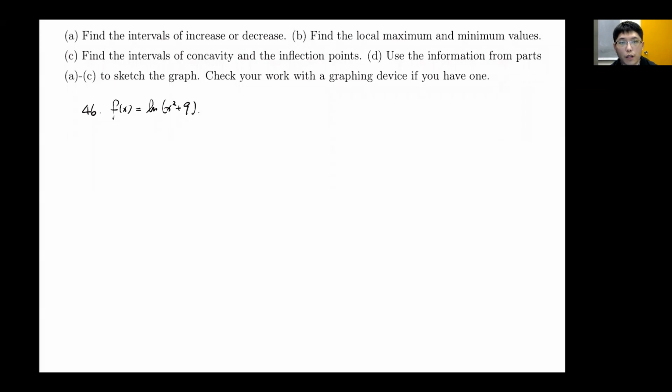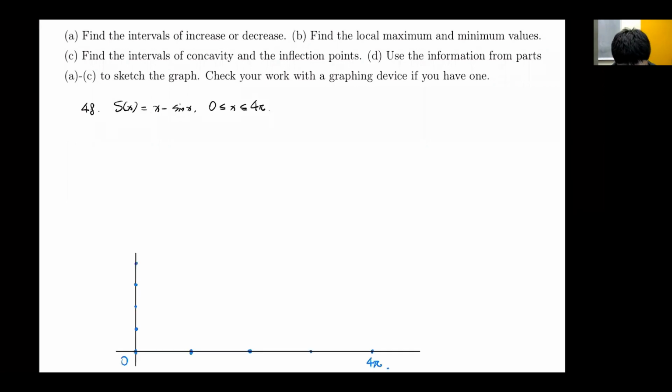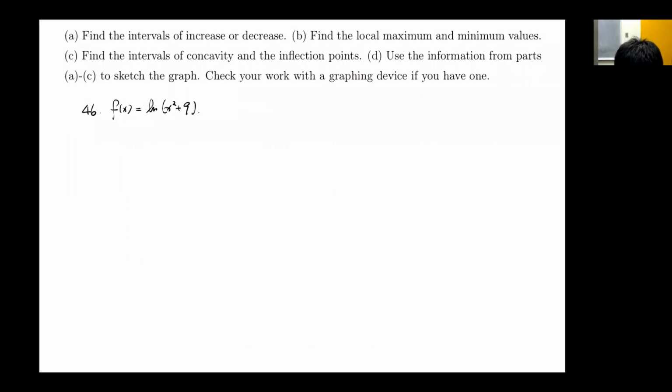This is a supplementary video for lecture 19, and we will solve the following leftover problems in exercise 14, namely number 46 and number 48. So let's start with number 46.